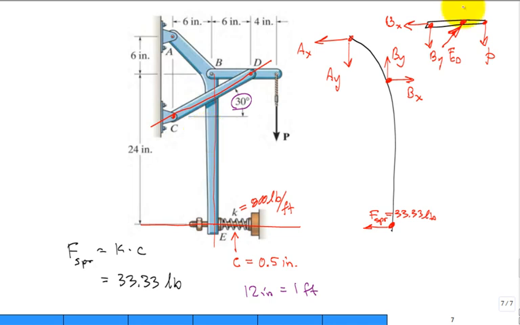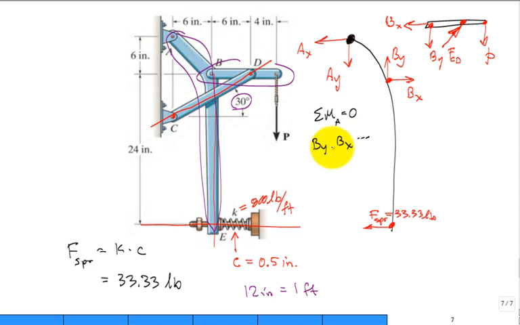So I have a free body diagram of this link right here and of this member right there. And I did a little work on the spring. Okay. Well, how am I going to solve for P? If you do the sum of the moments about point A, you'll have one equation with two unknowns. BY and BX are unknowns in that equation. True? So it's nice to get one equation with one unknown.